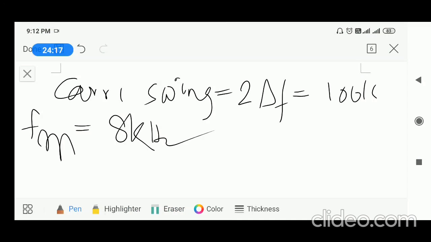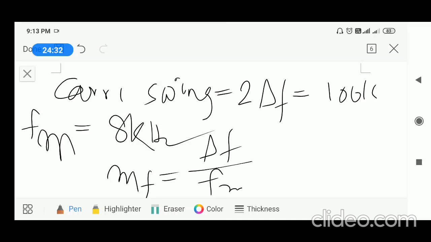What is the modulation index? From the formula, mf is equal to delta f by fm. What is delta f? You know 2 delta f is equal to 100 kHz, then delta f equals 50 kHz. So from this, delta f equals 100 by 2, and you will get 50.